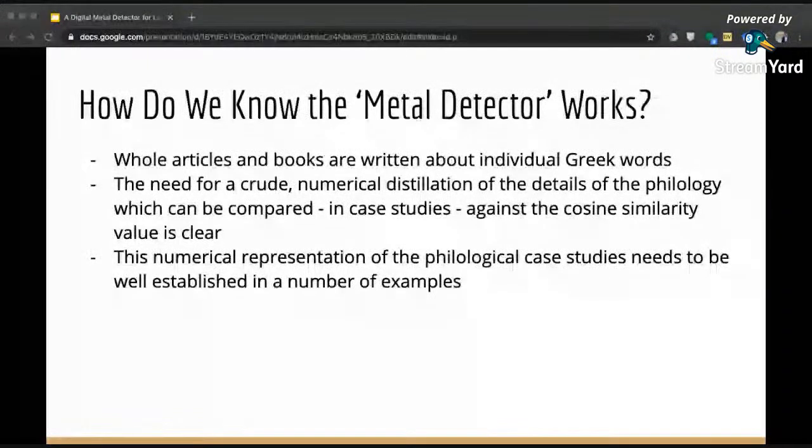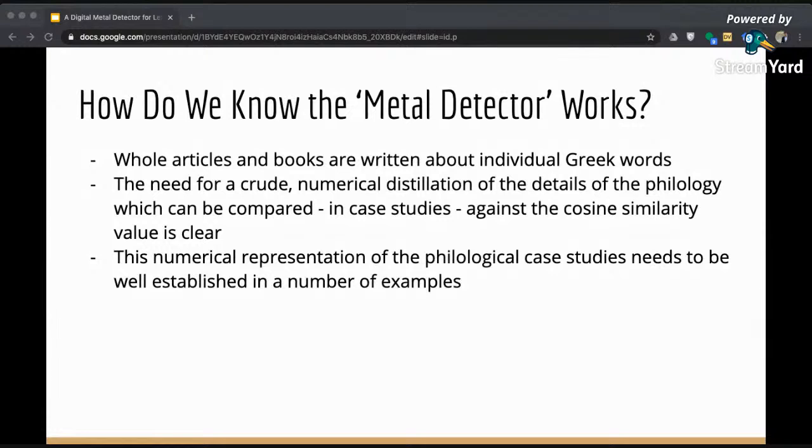Whole books and articles are written about individual Greek words. So we can't just take the cosine similarity and say, well, 0.1 corresponds perfectly onto this whole book. That's a very weak suggestion. So we need some sort of numerical distillation, crude as it may seem, of the details of the philology, which can be compared against the cosine similarity.